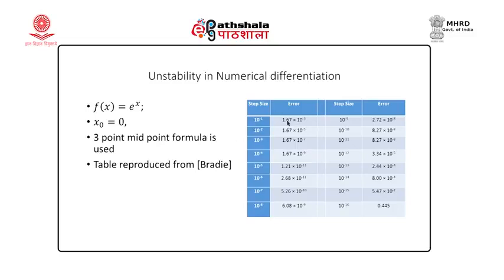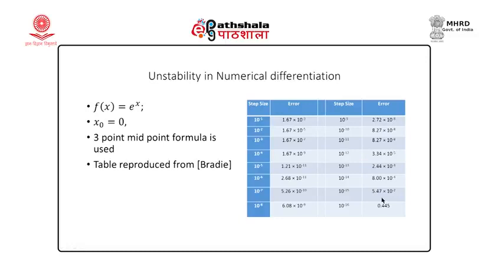This particular table I have taken from the book by Brady, and this illustrates the 3-point midpoint formula for a very simple function e raised to x and a very simple argument x0 equal to 0. Then as the step size is being reduced, 10 raised to minus 1, 10 raised to minus 2, up to 10 raised to minus 7, see the error as such keeps decreasing up to 10 raised to minus 5, but then further reduction in the step size is increasing the error, the total error is increasing.